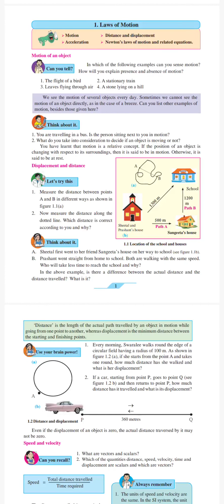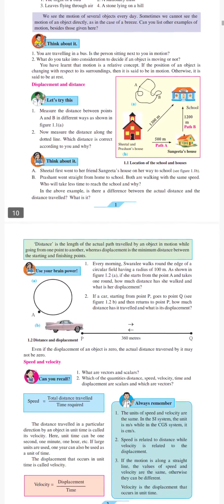If the minimum length is there, then we call that displacement. The maximum length we call distance, but the minimum length we call displacement. This is the difference between distance and displacement. In displacement the minimum length is there, but in distance the maximum length is there, as given in figure 1.1. Just see, we have seen, let's try this.